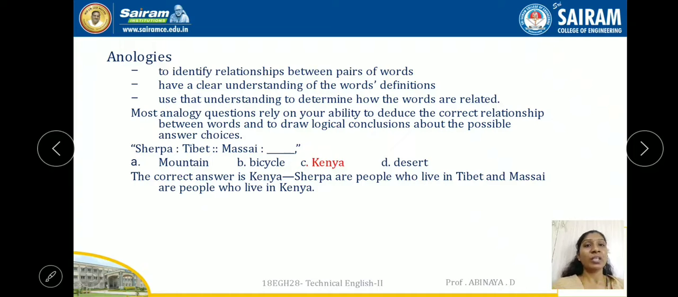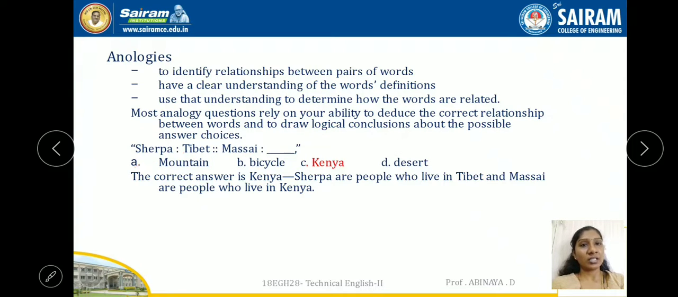For example, see here: Sherpa, Tibet and Maasai, blank. Sherpa, Tibet, Maasai, all these are proper nouns. Tibet is the country. How this country is related to the Sherpa we have to find first. And since this is a country, obviously this blank should 90% be filled with another country only. Right. And then we'll go for this relationship.